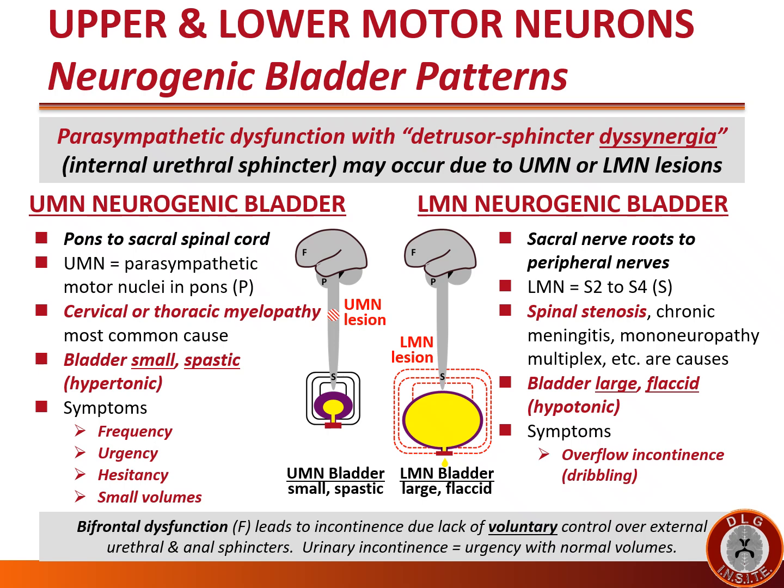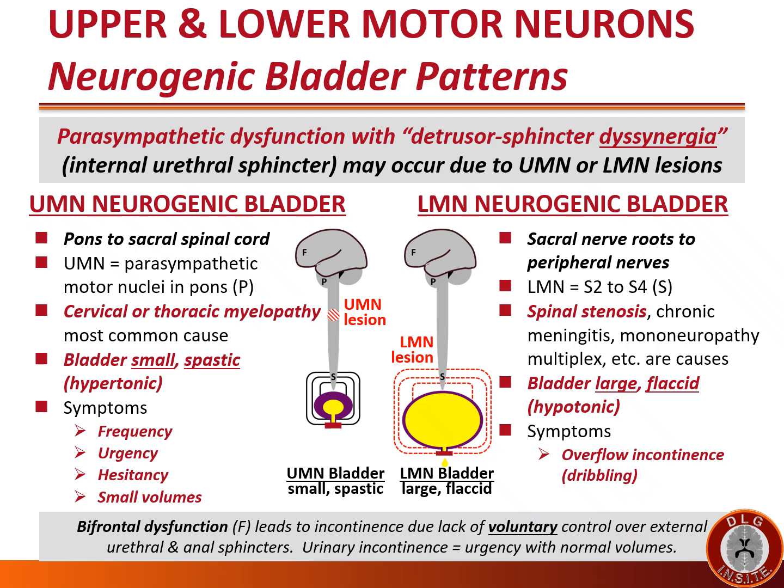And this bladder is small and spastic, or hypertonic. The symptoms would be frequency, because the bladder can't get big, so you have to go all the time. Urgency, because you always feel like you have to go. Hesitancy, because you can't go because the sphincters close when you try to contract. And small volumes, because you can't get much out. So frequency, urgency, hesitancy, small volumes. Those are the 4 symptoms of upper motor neuron neurogenic bladder.